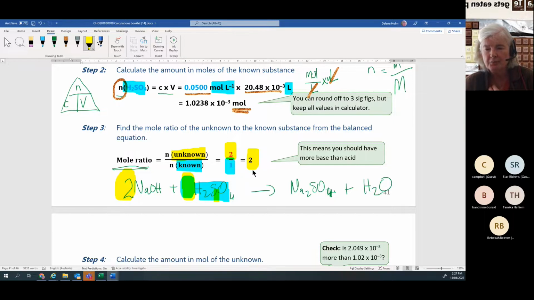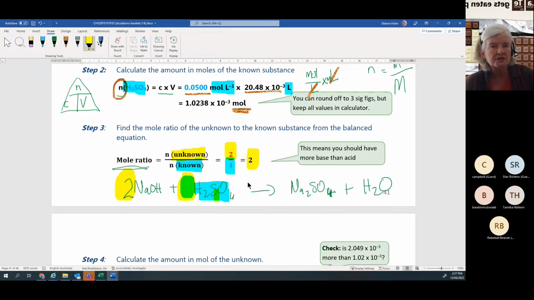So that's a straightforward plug and chug. Put the one you know least about on top and take whatever number is in front of it in the balanced equation and put that one there. And then the substance you know most about, you know the C, you know the N, you know the V, you put that number from the equation at the bottom. And then you divide the unknown by the known and you get your mole ratio.